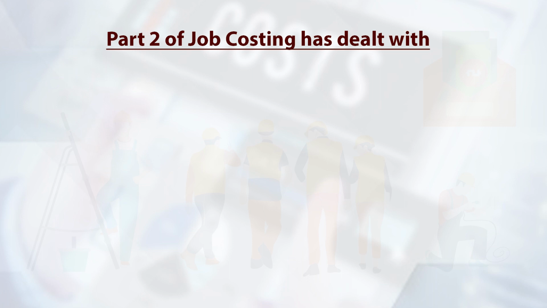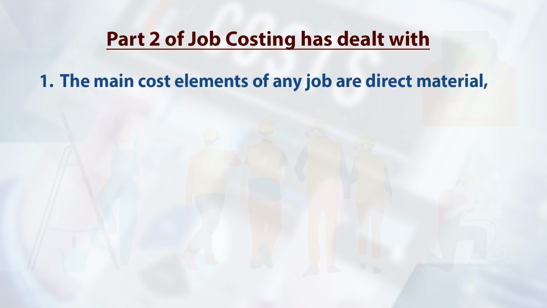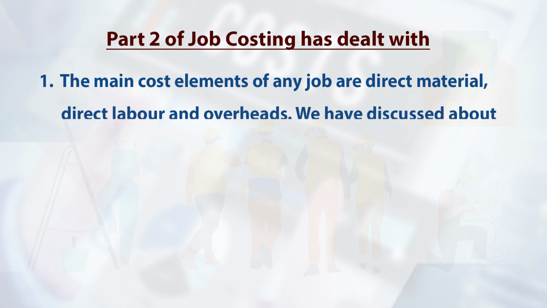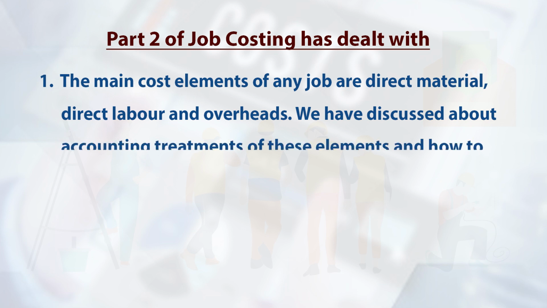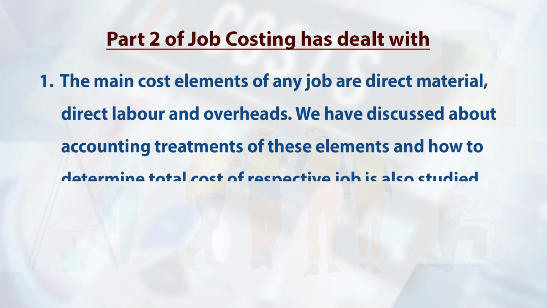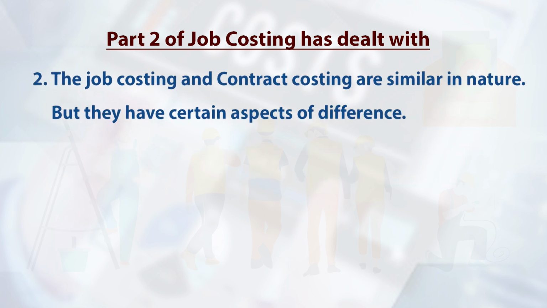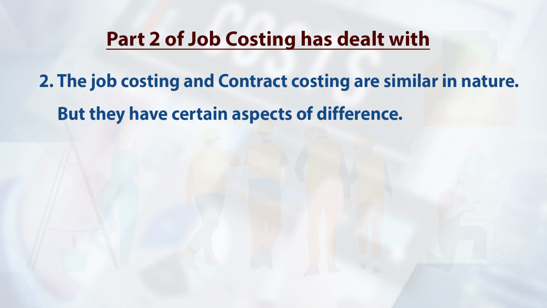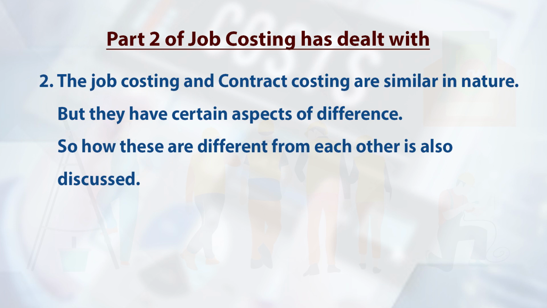Let's consider the concluding remarks. Part 2 of job costing has dealt with number 1. The main cost elements of any job are direct material, direct labor and overheads. We have discussed the accounting treatment of these elements, and how to determine the total cost of the respective job is also studied. Number 2. Job costing and contract costing are similar in nature, but they have certain aspects of difference. So, how these are different from each other is also discussed.